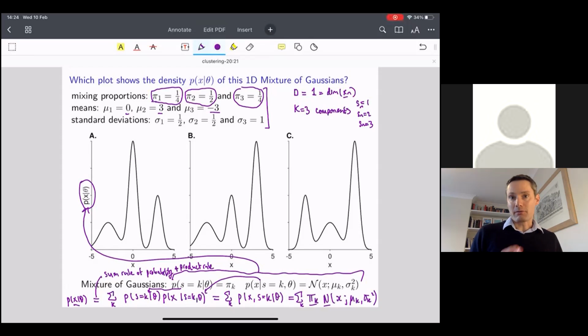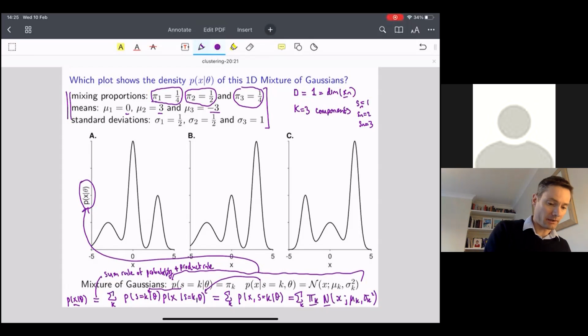So we expect to see 3 Gaussians with different weights attached to them. And broadly speaking, A, B, and C each look like a mixture of Gaussians. In fact, they are mixtures of Gaussians, but the mixture components are slightly off. So the relative heights are slightly off, the widths are slightly off. And so we have to figure out which one corresponds to the settings at the top. Okay, so let's do that.